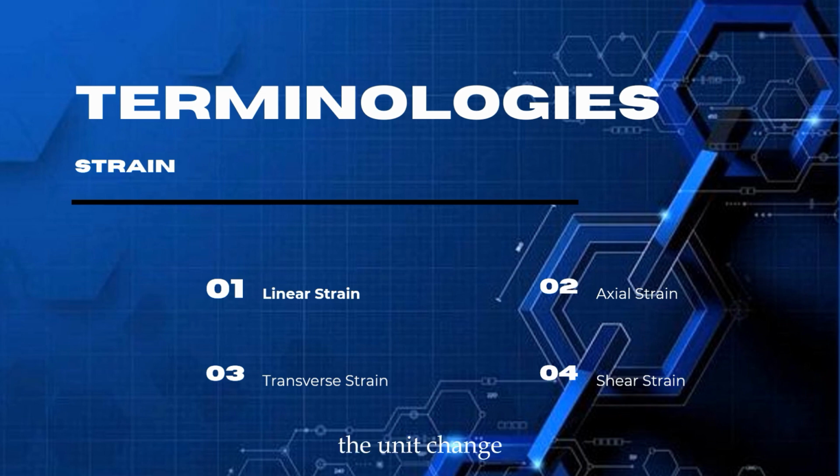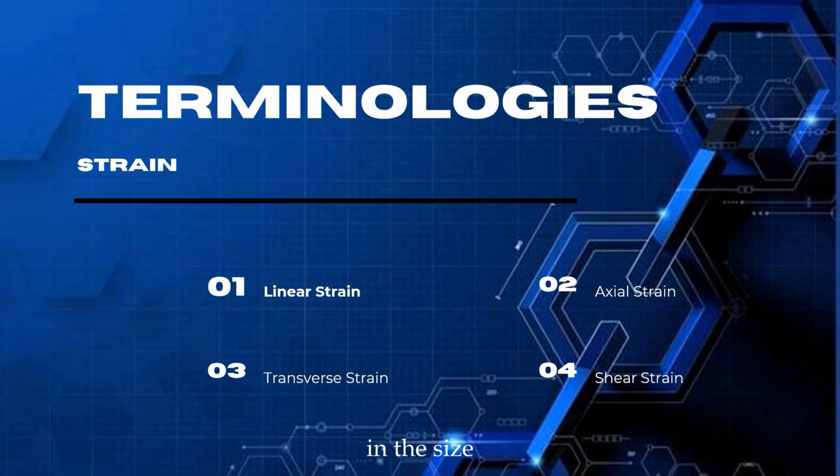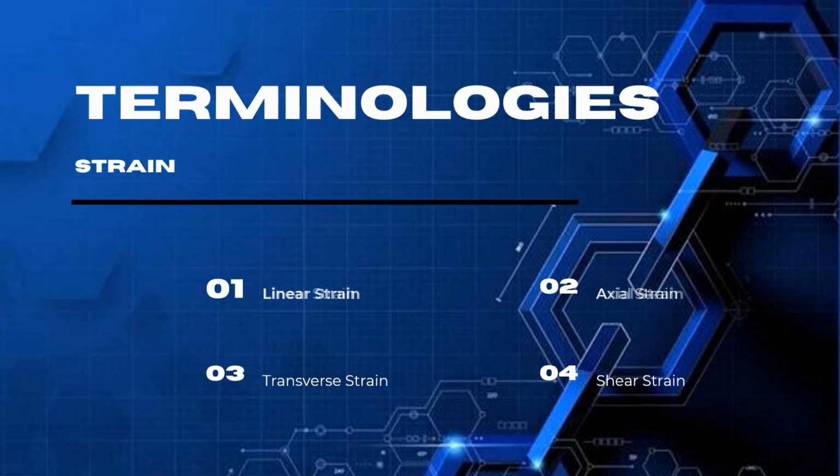These are: strain, the unit change, due to force, in the size or shape of a body referred to its original size or shape. Strain is a non-dimensional quantity, but it is frequently expressed as centimeter per centimeter, meter per meter, inches per inches. Under the strain is the linear, or tensile or compressive, strain. It is the change per unit length, due to force, in an original linear dimension.